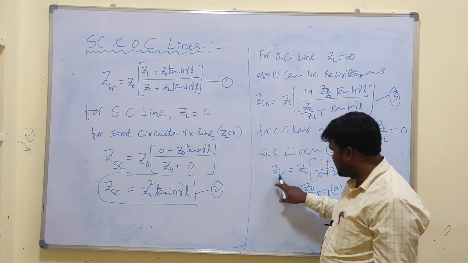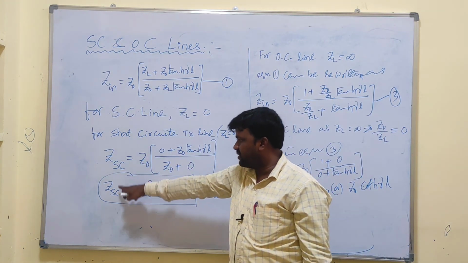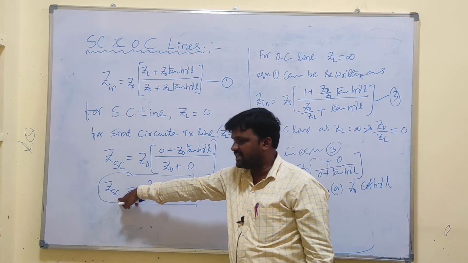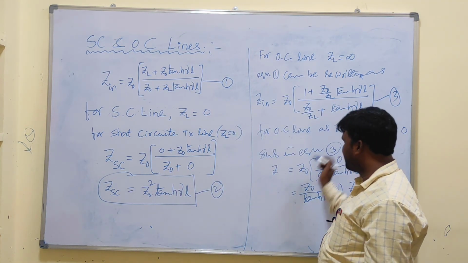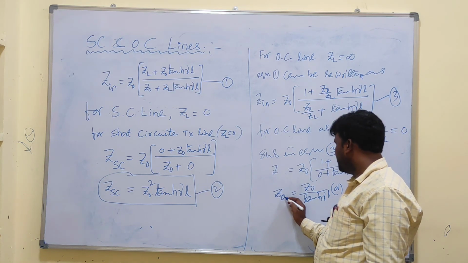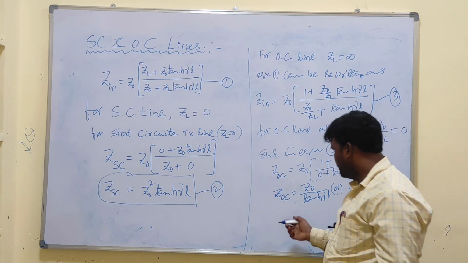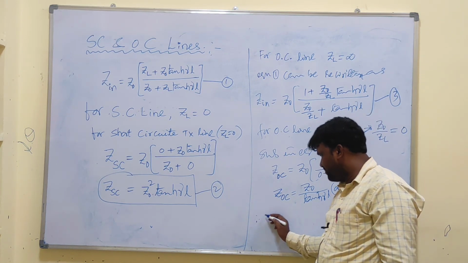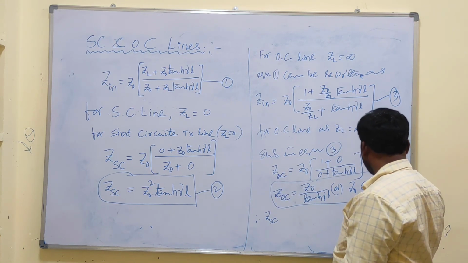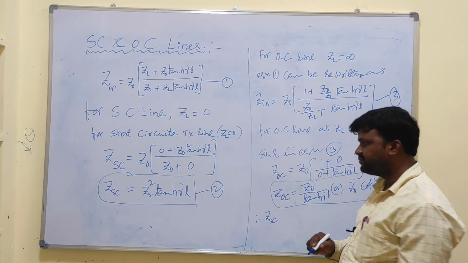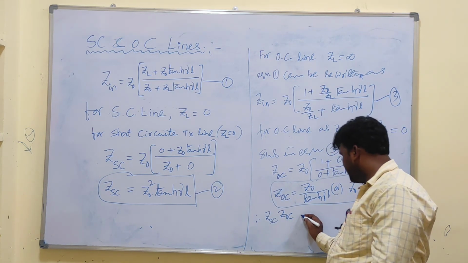So this is what we have to write here for the input impedance of the open circuit line. We write this input impedance as ZOC. Earlier we had ZSC, and here, substituting the condition of the open circuit line, ZL equal to infinity, it is ZOC. Therefore, ZSC into ZOC gives, let us take this as equation number 4, ZSC into ZOC.